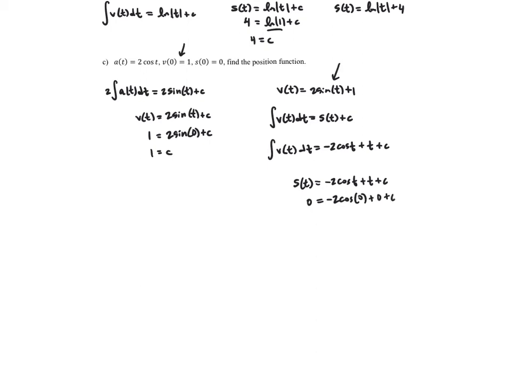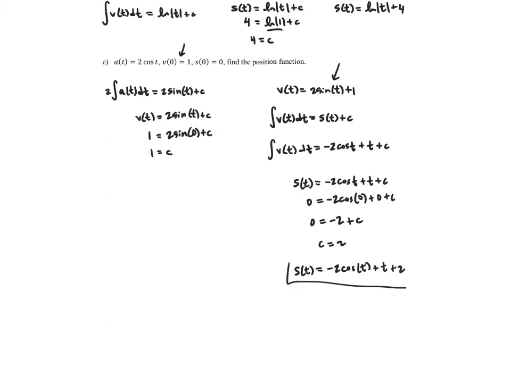Well, cosine at 0 is 1. Therefore, 0 is equal to negative 2 plus c. Therefore, c equals 2. Thus, the position function, particular to this situation, would be negative 2 cosine of t plus 2.